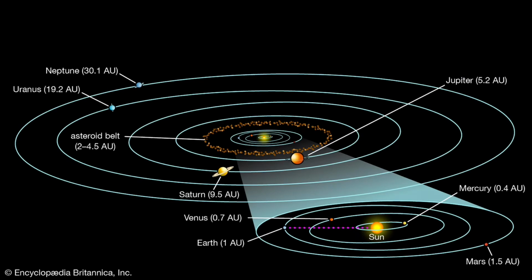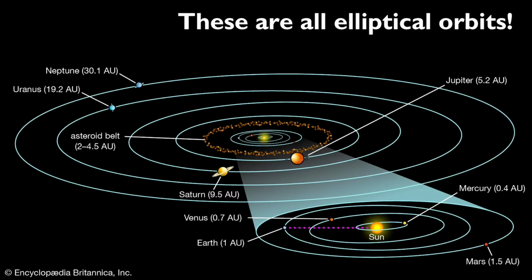Now, each of the planets in our solar system, as well as the asteroid belt and other objects that also orbit the sun, have elliptical orbits. Their eccentricities may vary, but the planets, for example, have low eccentricities for the most part. Venus has an almost perfectly circular orbit with an eccentricity of 0.007, whereas Mercury has the most eccentric orbit, at least of the planets, with an eccentricity of 0.206.